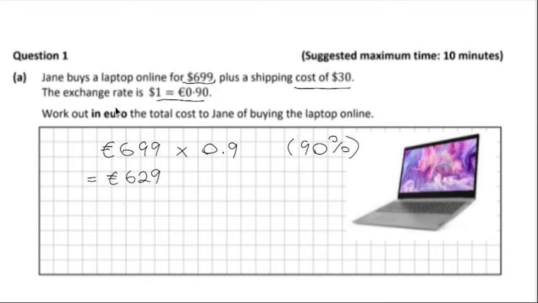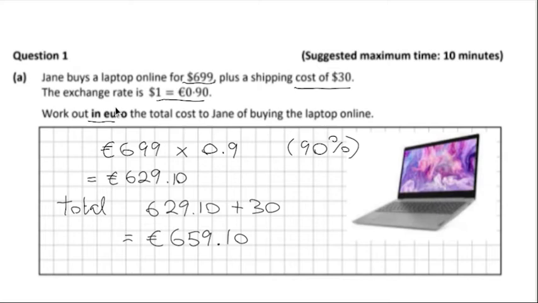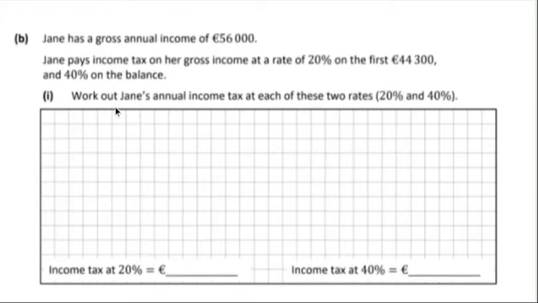We need to get the total cost. Therefore, we'd add in the 30 euros. 629.10 plus 30, which is equal to 659.10. Straightforward enough there. The next one, we need to look at the rates, 20% rate and a 40% rate.